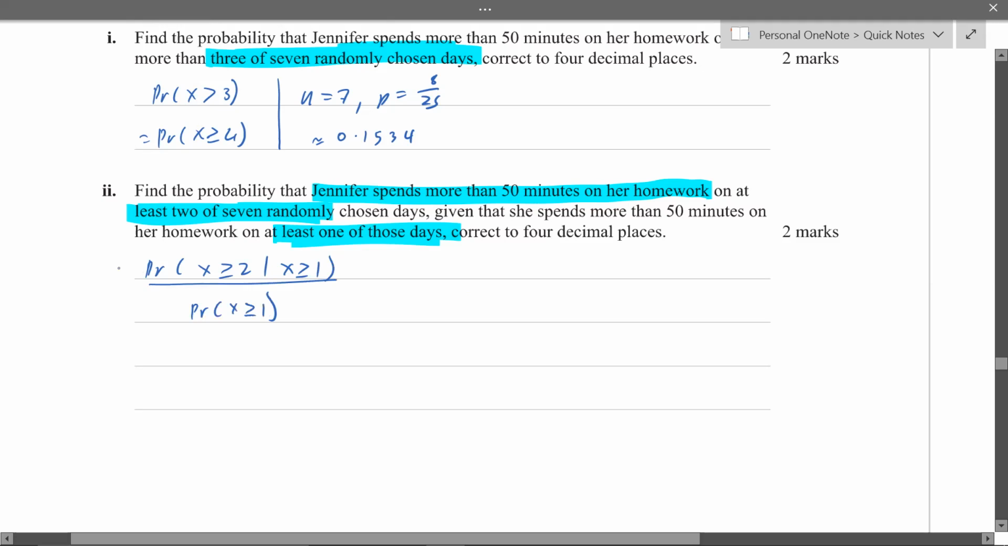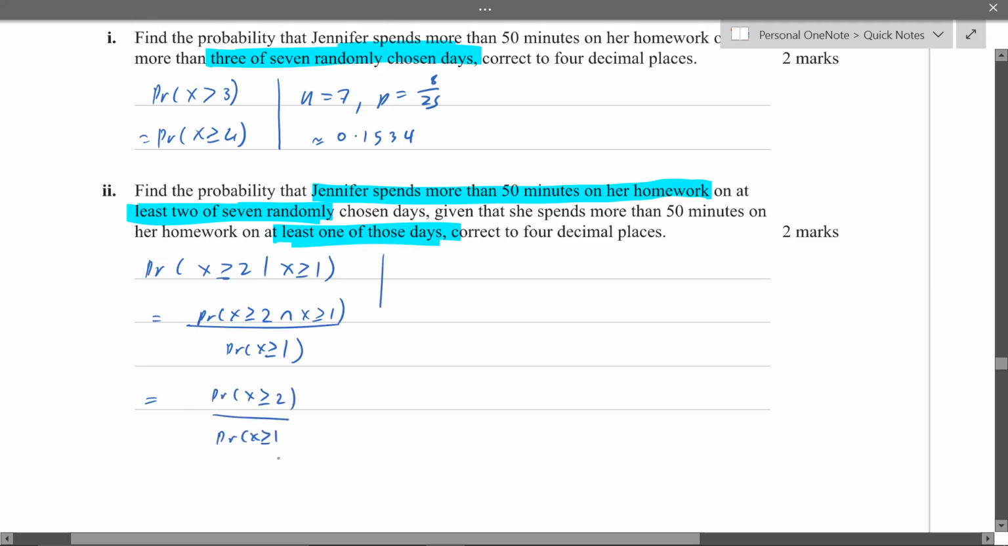And again, if you use your number line, we have to rewrite this as x greater than or equal to 2 and x greater than or equal to 1, and then divide it by x greater than or equal to 1. If you draw the number line for this part, the intersecting or common section would be x greater than or equal to 2. You can just put that into your CAS. Again, n is 7 and p is 8 on 25, and you get 0.7626.